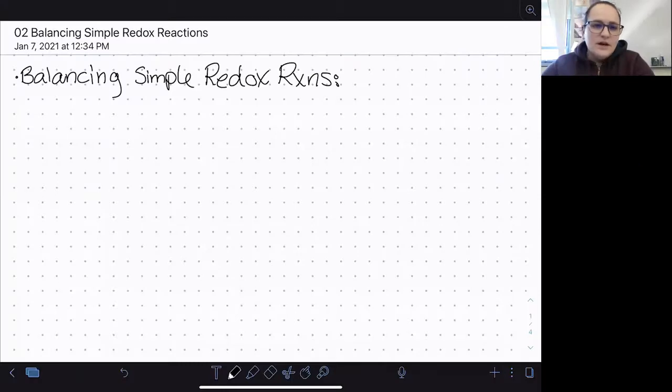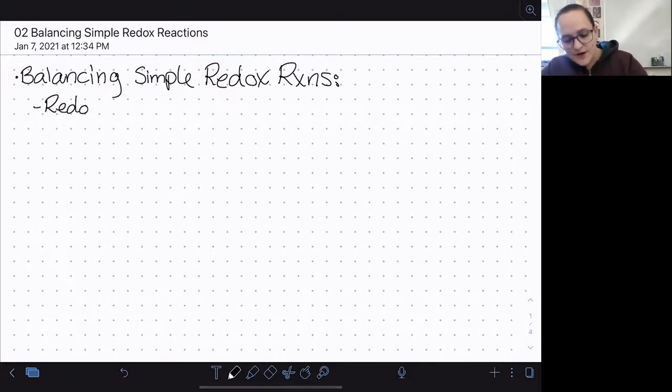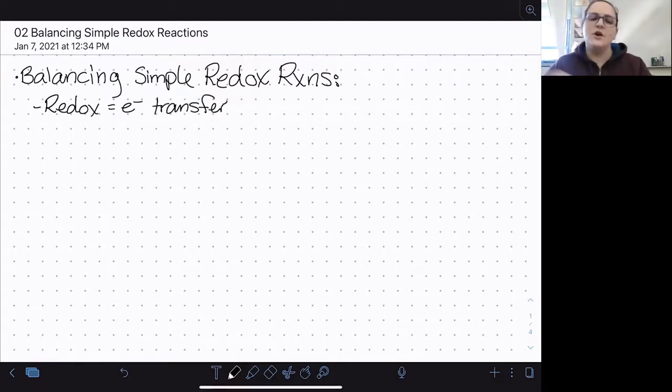In this video, we're going to look at how we balance redox reactions because it is often a little bit different from the way that you're used to balancing reactions. Because redox reactions are electron transfer reactions, we need to pay closer attention to the charge. When we balance a reaction, we need to balance both for mass and for charge, to make sure all of our particles are accounted for.